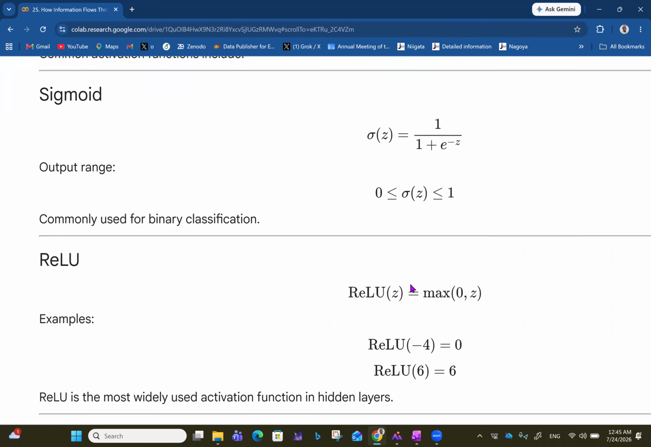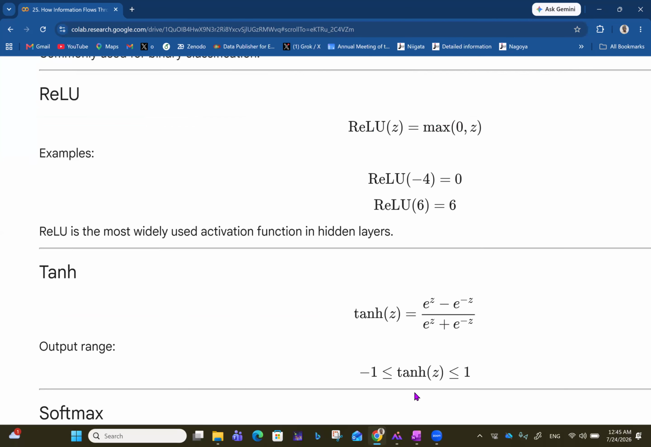So these are activation functions. Another activation function is the rectified linear unit, ReLU, which just takes the maximum of zero and whatever z you supply to it. So examples include ReLU of minus 4, which is 0, because 0 is bigger than minus 4. Then ReLU of 6: between 0 and 6, 6 is bigger, so the answer is 6. ReLU is the most widely used activation function in hidden layers. It is the default, except otherwise stated.